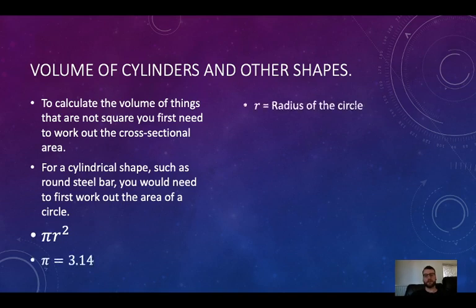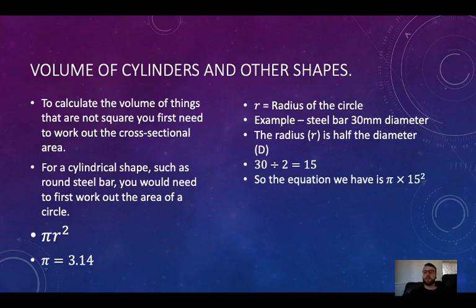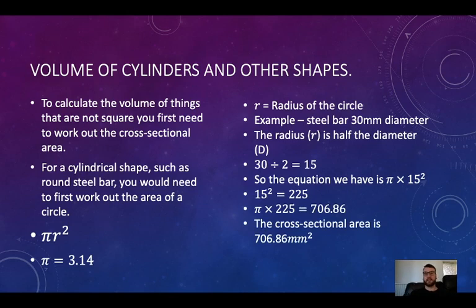So pi is 3.14, and r is going to be the radius of the circle. So for example, a steel bar, 30mm diameter. Radius is half the diameter, so it's going to be 15mm. So 30 divided by 2, 15. So the equation we have is going to be pi times 15 squared. 15 squared, sorry, is 225. So pi times 225 is 706.86. So the cross-sectional area of the cylindrical bar is 706.86 millimeters squared.